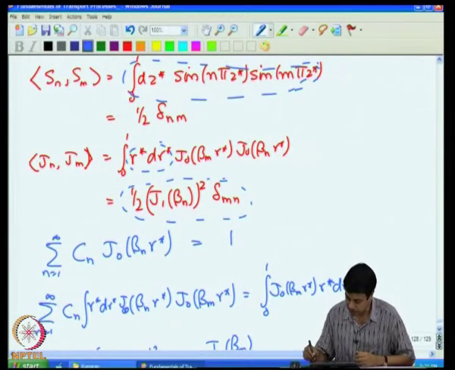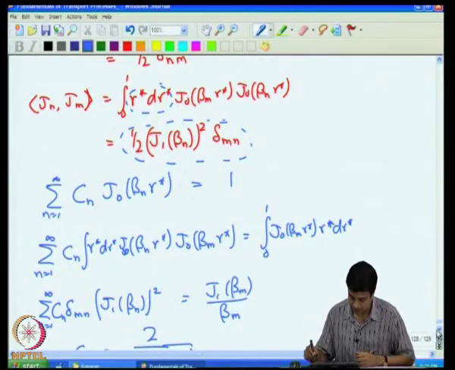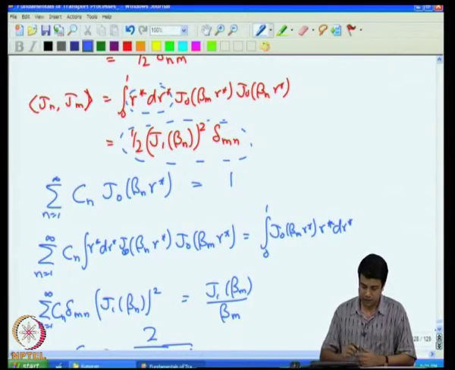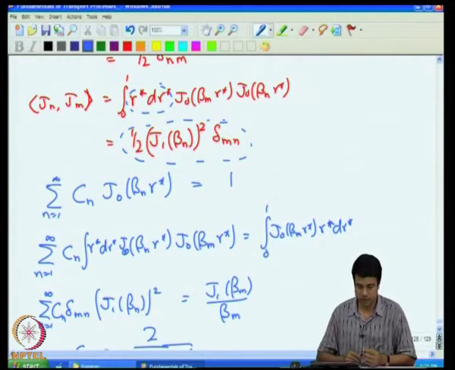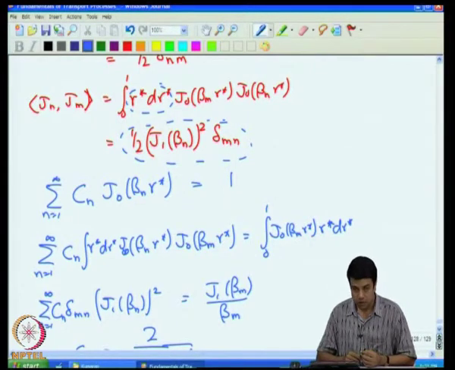You can calculate each and every constant Cn. So, I have the requirement that at T star equal to 0, the temperature has to be 1. Therefore, summation Cn times J0 of beta n r has to be equal to 1. And I enforce the orthogonality condition the usual way. Multiply by J0 of beta m r and integrate from 0 to 1.